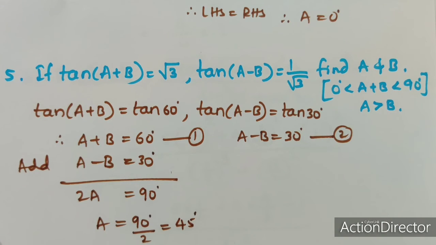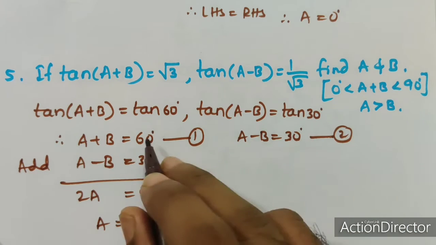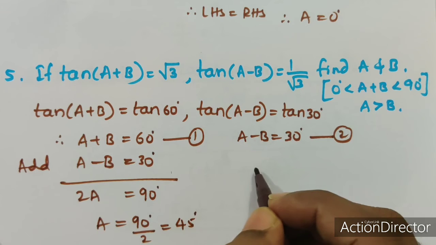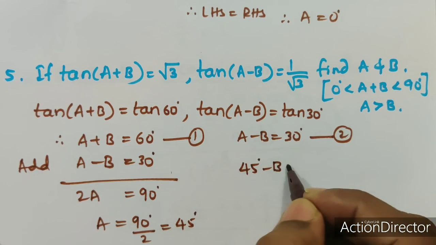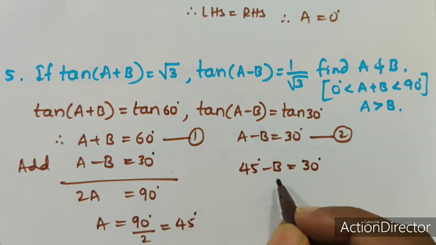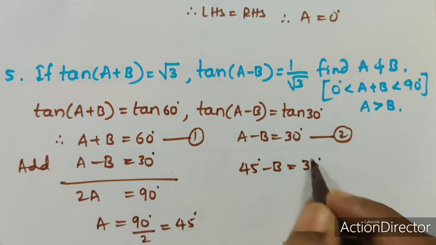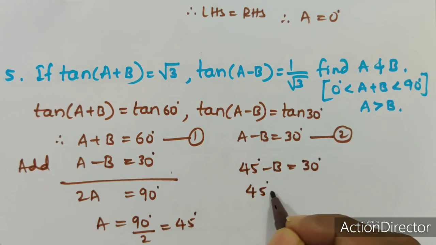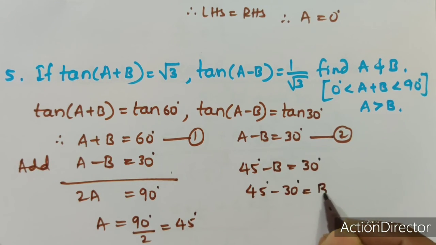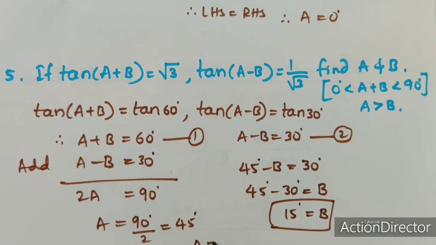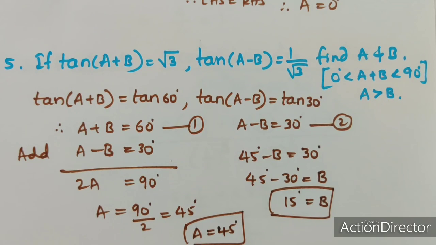Now this A value, you can put in either 1 or 2 to get the B value. So in place of A, if I put 45 degree, then 45 minus B equals 30 degree. Now you can interchange: 30 you can bring to this side and B you can shift to that side. So B equals 15 degree. So you have A value 45 and B value 15 degree.